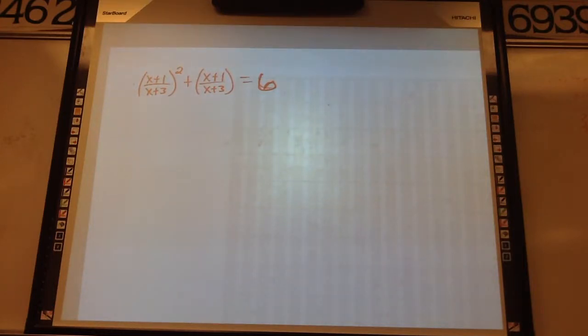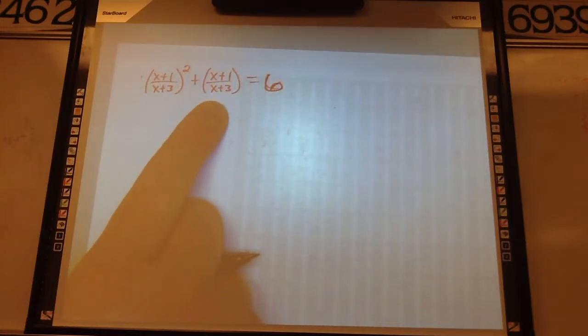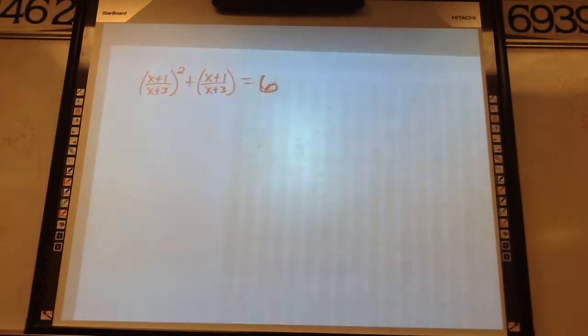Math wizardry? Yes. There are two ways of doing this. There's a long way and a short way. The long way would be to actually multiply that by itself, then take whatever you get and get a common denominator with that one, and then add them together. It would be crazy.